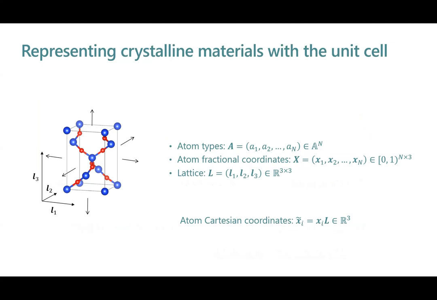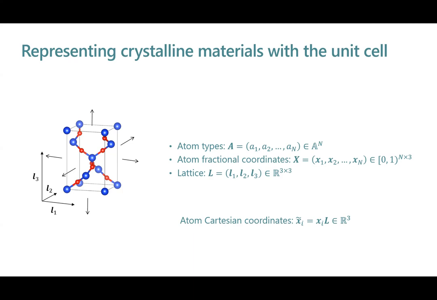In order to represent this crystalline material, one thing people usually do is look at its smallest repeating unit. To represent that, you need to define n atoms in a periodic cell called a unit cell. You need to define the type of these atoms, the atomic coordinates of these atoms, and then the lattice, which is three vectors that define the periodicity of the material along three dimensions in three-dimensional space. Once you define the unit cell, you can translate it using any integer combination of the three lattice vectors to tile the three-dimensional space and form an infinite periodic structure.